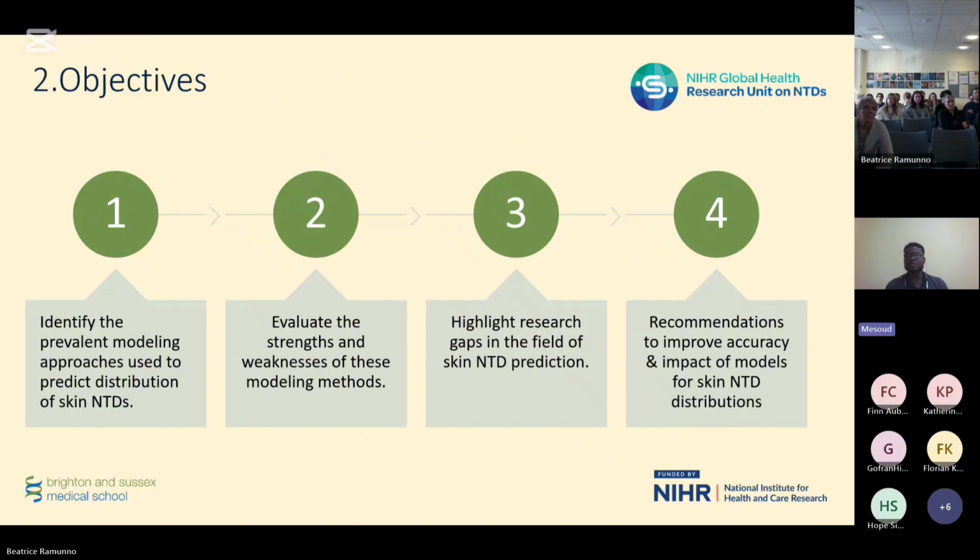The objectives of this systematic literature review: first, to identify the prevalence modeling approaches used to predict distribution of Skin-NTDs. Secondly, to evaluate the strengths and weaknesses of those modeling methods. And thirdly, to highlight the research gaps in the field of Skin-NTD predictions. And lastly, to make recommendations to improve accuracy and impact of modeling for Skin-NTD distribution. Next.